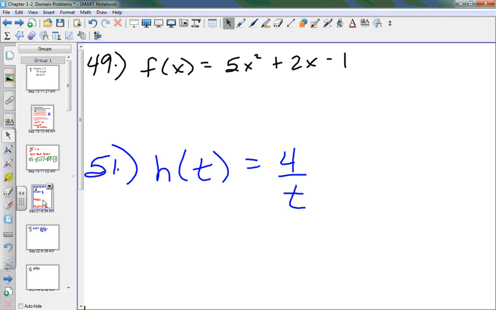So number 49. 5x squared plus 2x minus 1. Do I have any restrictions on x? So number 1. Is x in the numerator? Yes. So far, are there any restrictions? No. Number 2. Is there an x in any denominator? No, because it's not a fraction. Number 3. Are there any square roots, fourth roots, or even roots? Are there any even roots, radicals? No. There's nothing radical about that problem. Which means number 4, are there any cube roots? No. So since there's nothing in here, you simply say x is an element of the reals.